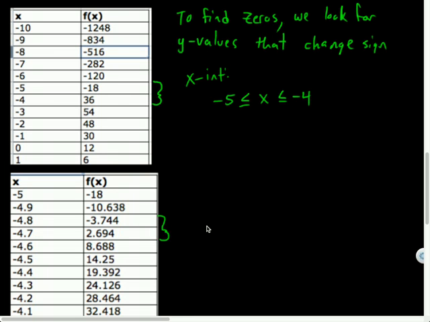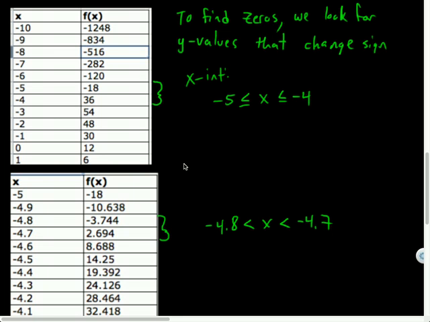So that is somewhere between negative 4.8 is less than x is less than negative 4.7. All right, so that's a perfect analysis of how you try to figure out where an x-intercept occurs. All right, now what if I wanted to figure out where a maximum value occurs?